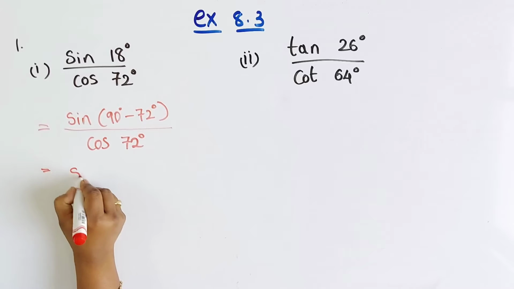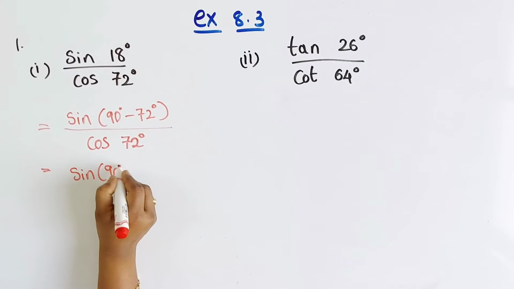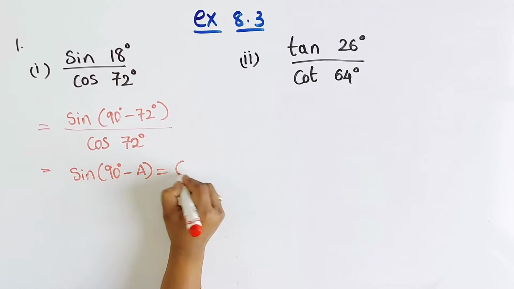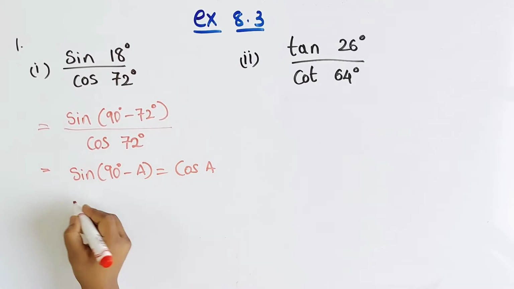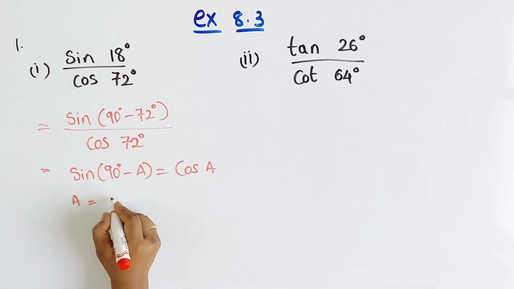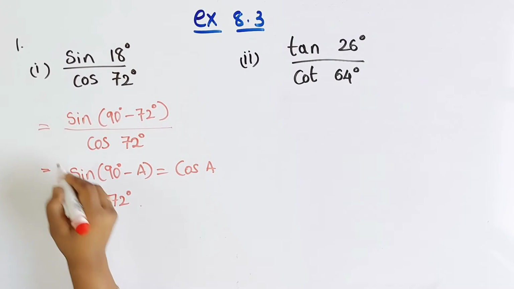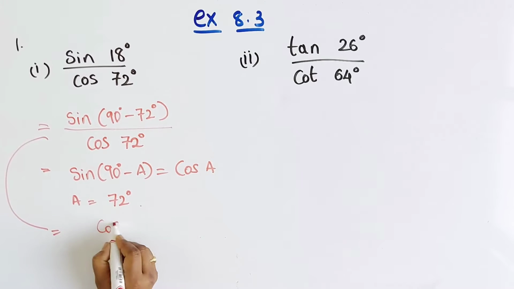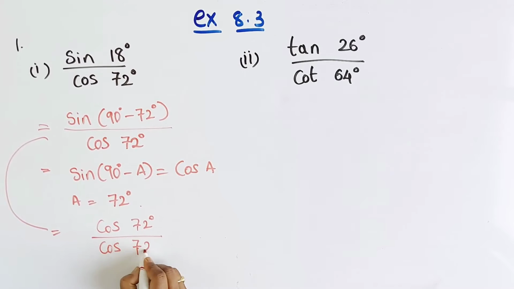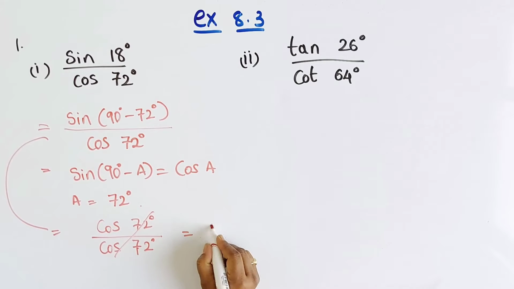What is the sin 90 minus a formula? Equal to cos a, right? Here a value is 72 degrees. So here sin 90 minus 72 degrees equal to cos 72 degrees. Divided by, we have in denominator cos 72 degrees. Both are same. Cancel. So answer is 1. Right, children?